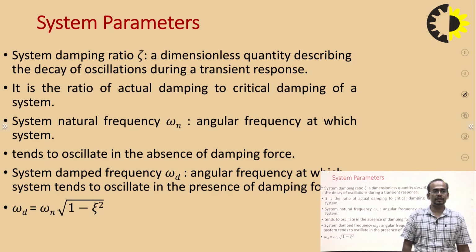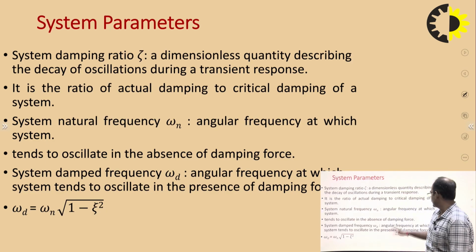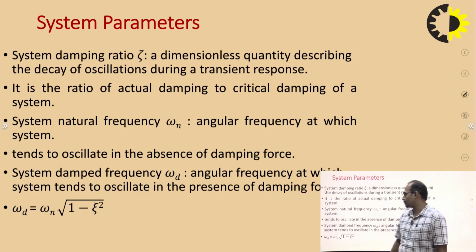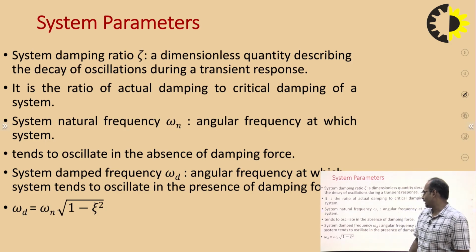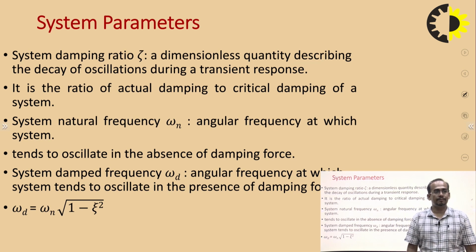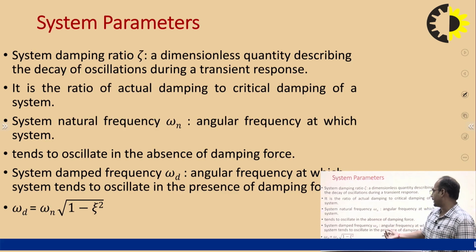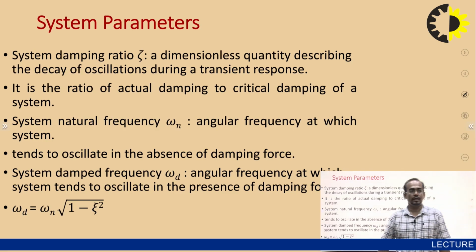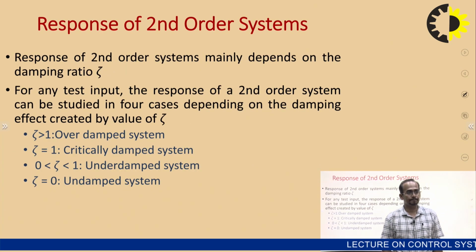It is the angular frequency at which the system tends to oscillate in the absence of the damping force. What is the damped frequency? It is the angular frequency at which the system tends to oscillate in the presence of the damping force. That is, omega d is equal to omega n under root 1 minus zeta square.